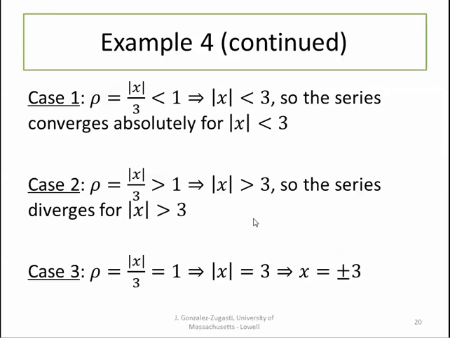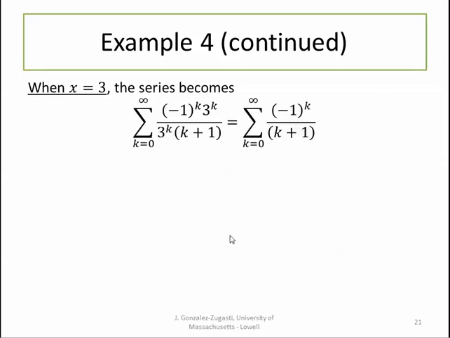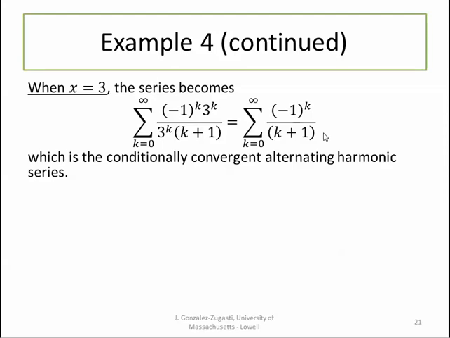Now the last case is when rho is equal to 1. That happens when x is equal to plus or minus 3. We said in this case, we don't know if the series converges or diverges. So we're going to look at it when x is equal to 3 and when x is equal to negative 3. So first we look at when x is equal to 3. When x is equal to 3, my series becomes, I plug in 3 for x, I simplify it down as much as I can, and now this is a conditionally convergent alternating harmonic series.